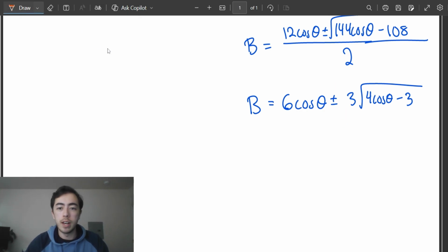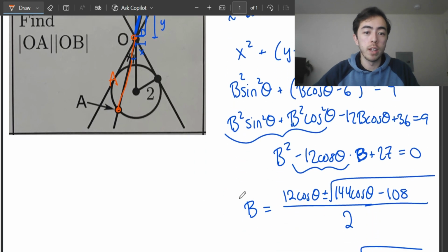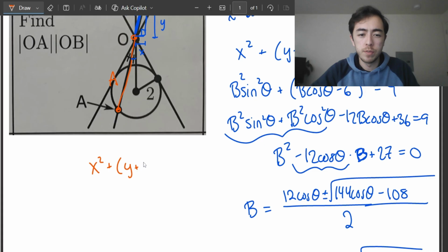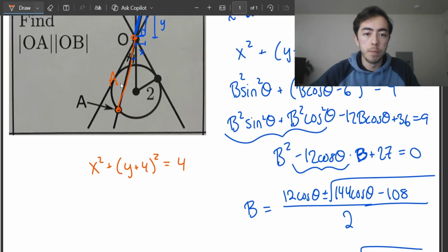So let's do all that, hopefully a little bit quicker, to solve for our length of A. Let's begin by writing the equation for the circle. This is going to be x squared plus y plus 4 squared. This plus 4 brings us 4 units down. And then equal to 4. That's this radius squared.